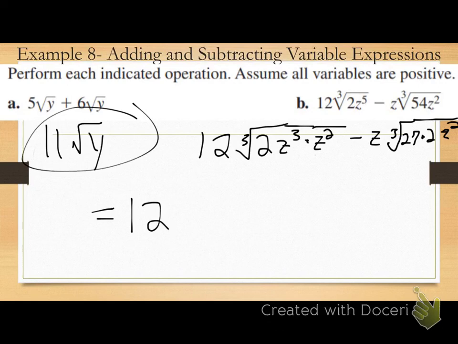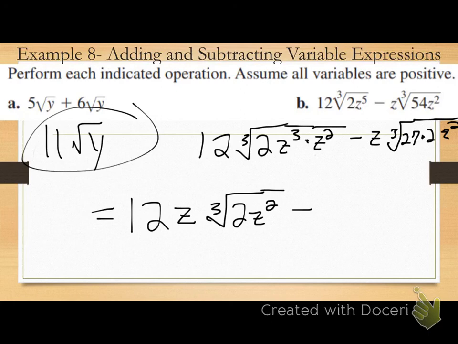Can I take the cube root of 2? No, that'll stay. Can I take the cube root of z cubed? Yes. What do I get? Z. So 2z squared stays under my radical. Questions with that first term? Oh, that's z squared. Sorry.